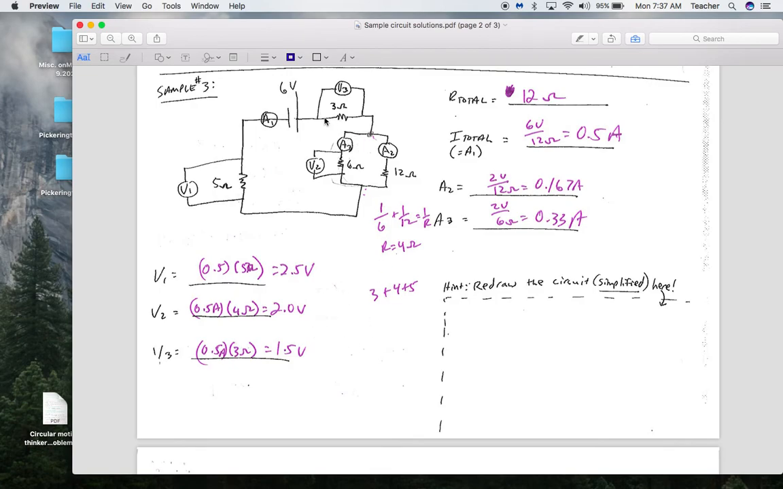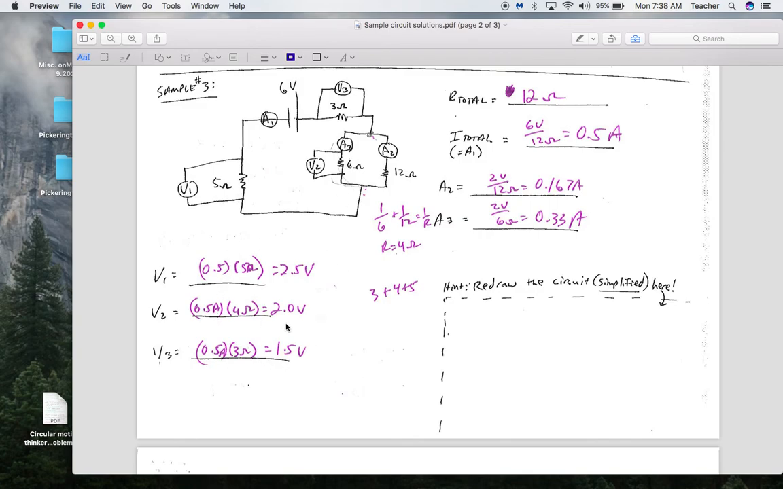Or I could recognize the fact that 6 volts is the total provided. I use 2.5 across this resistor. I use 1.5 across this resistor. I could subtract those off from 6. 6 minus 2.5 minus 1.5 also gives me 2 volts. So the voltage across either of these two resistors in this path would be 2 volts.